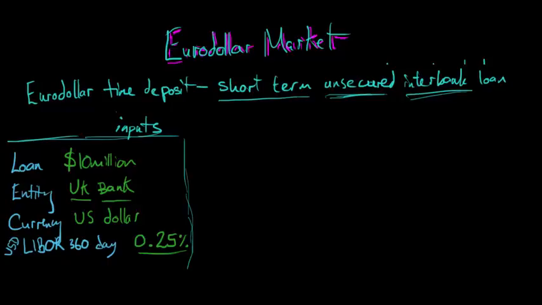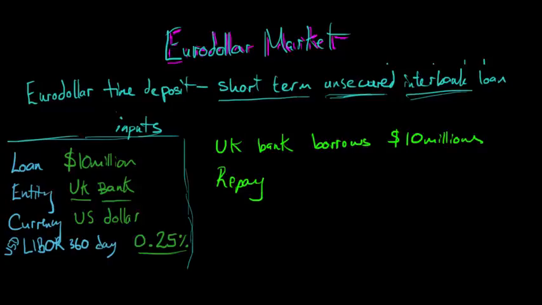So in this calculation, the order of operations, the UK bank borrows $10 million from another bank, and has to repay the following. So how much on a 10 million loan at 0.25%, how much do they have to repay? So the repayment amount is calculated as follows. So we've got the $10 million.